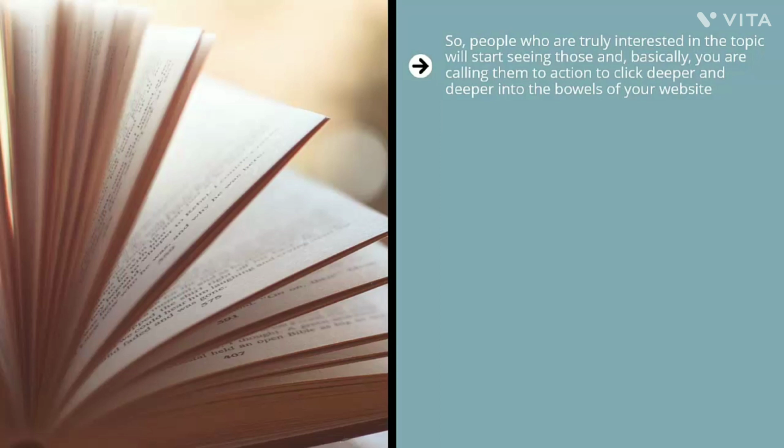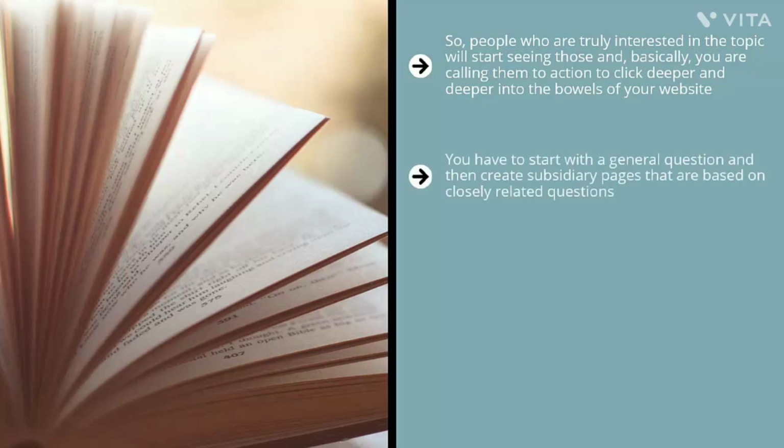Compare this to just random interlinking, where you go from one page to another regular page, which may not be all that related. You're not going to be building authority. People are just going to bounce out of that page because that's not the information they're looking for. You have to start with a general question and then create subsidiary pages that are based on closely related questions, and this maintains the interest of the person and then actually amplifies their desire for a specific product or solution later on. That's how you build trust and credibility at the same time.